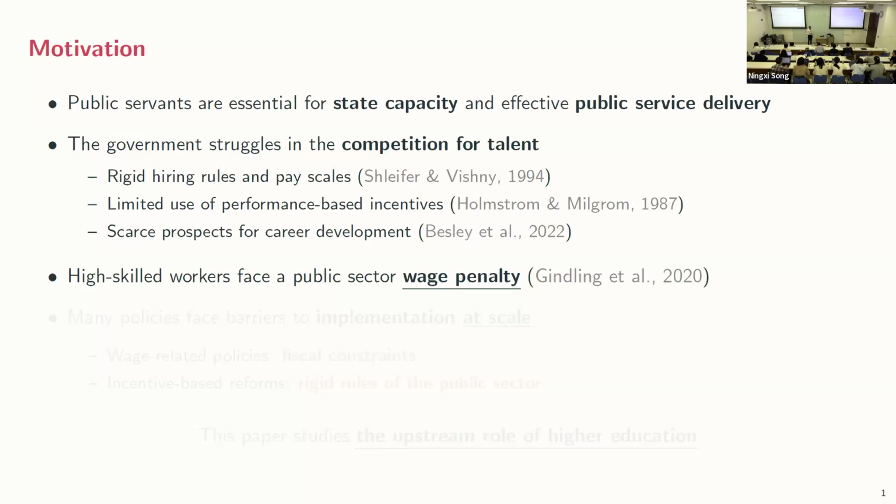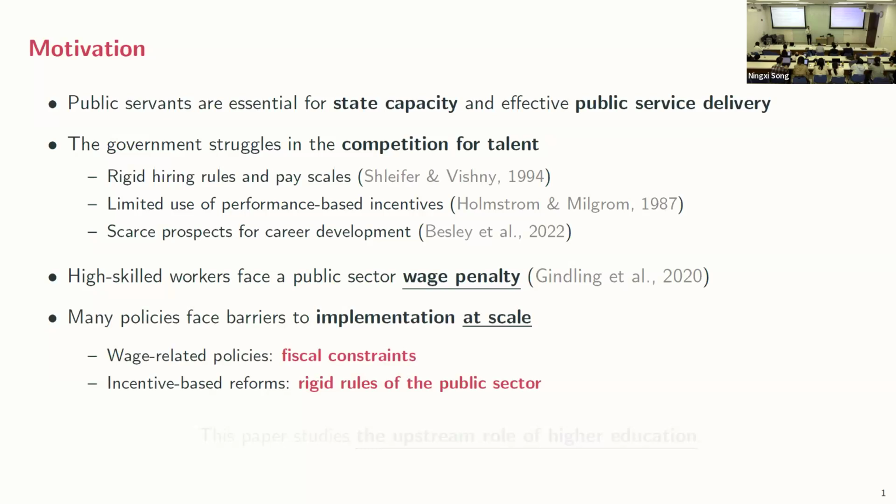However, the government struggles in the competition for attracting talent. Here I'm listing a few reasons. There are rigid hiring rules and pay scales, limited performance-based incentives, and a scarce process for career development. And while it is true that for low-skilled workers there tends to be a public sector wage premium, for high-skilled workers we see the opposite, and they tend to face a public sector wage penalty, which tends to deter strong candidates.